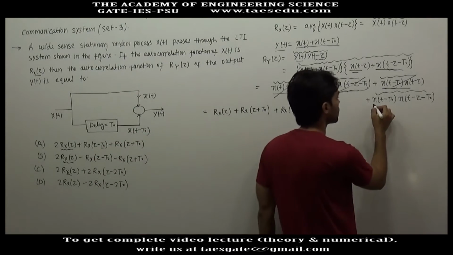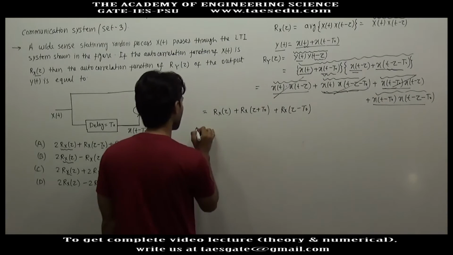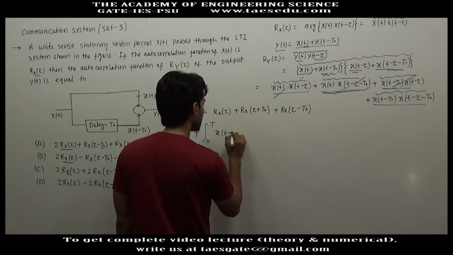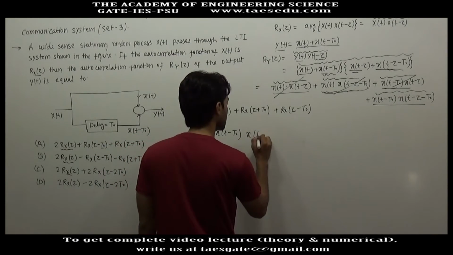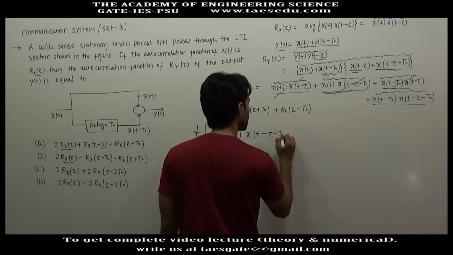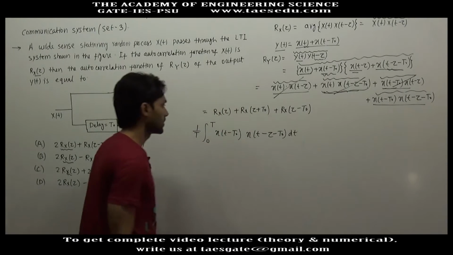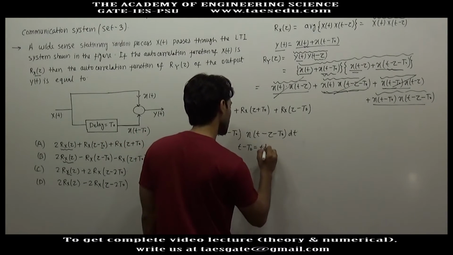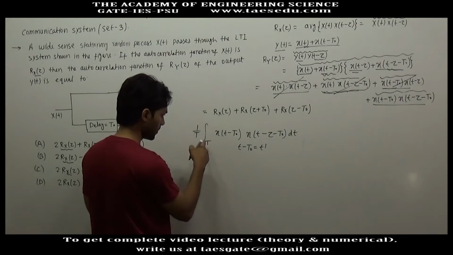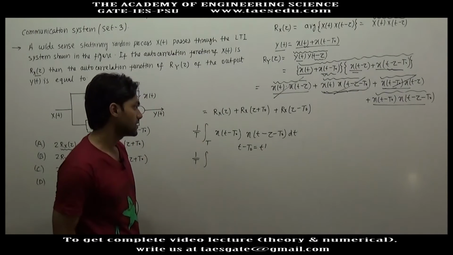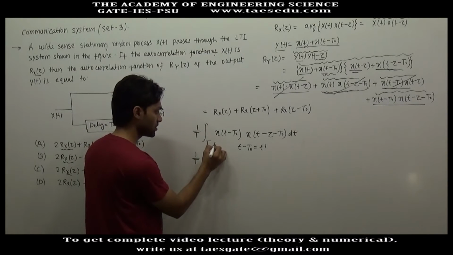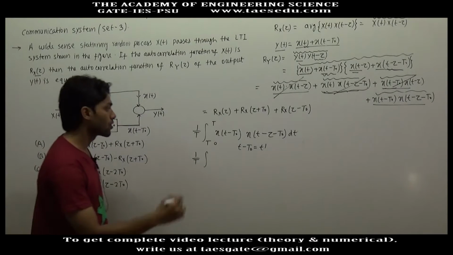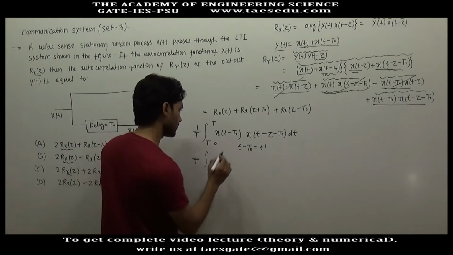Similarly, for this expression, we have to find out the average of this quantity: 1 by T integration from 0 to T of x(t) minus t naught into x(t) minus tau minus t naught dt. Again put t minus t naught equal to t dash, and as we did in the earlier case, the limit will first change. We will first put 0 to T, then we will change the limit, and again we find that the overall range of integration is capital T only.